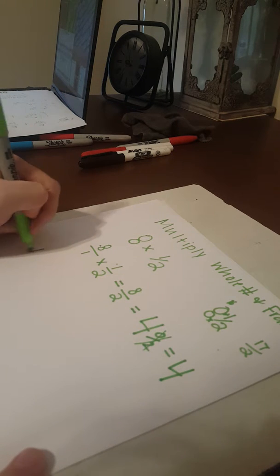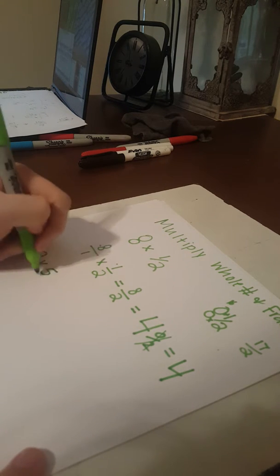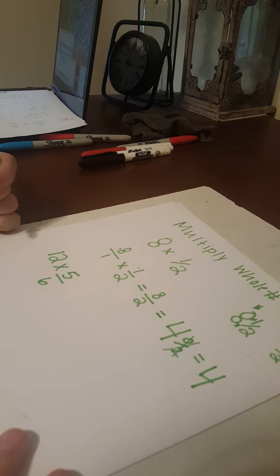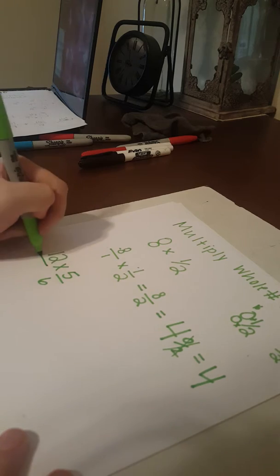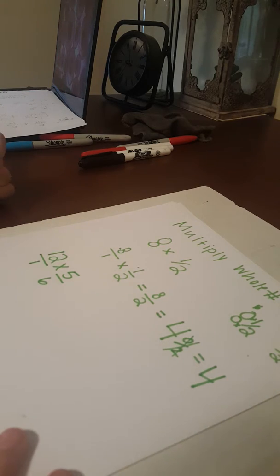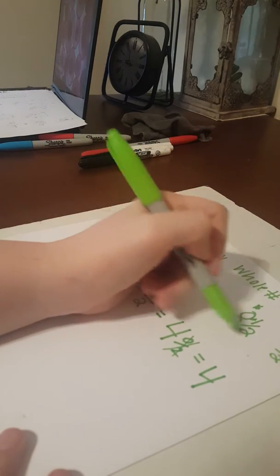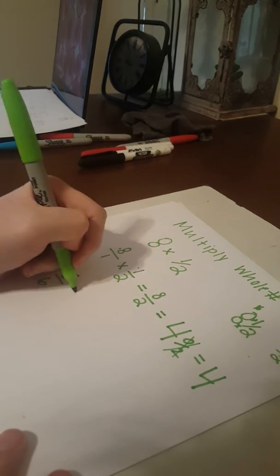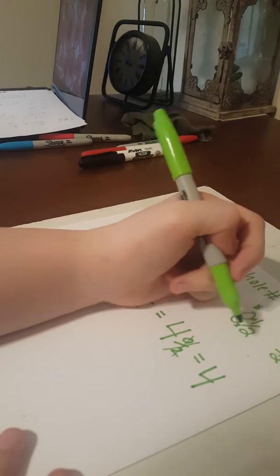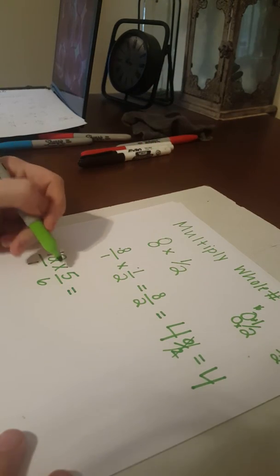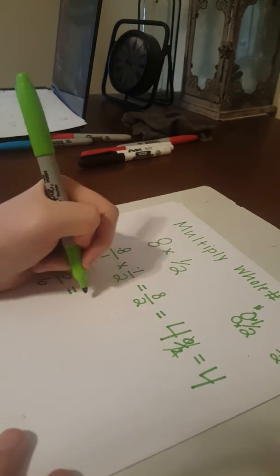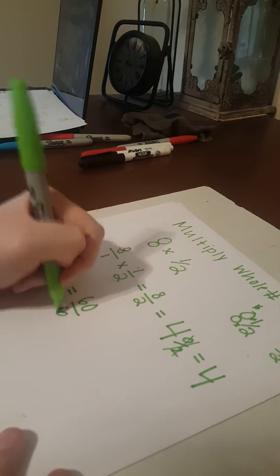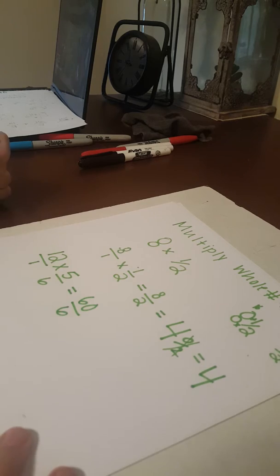Let's do 12 times 5/6. Okay, so multiplying a whole number by a fraction, first thing I want to do is put my whole number over 1. That'll keep me from accidentally trying to convert to an improper fraction, because that's a very different answer, as you can see. So here I multiply numerator times numerator. That'll give me 60. Denominator times denominator. That will give me 6.